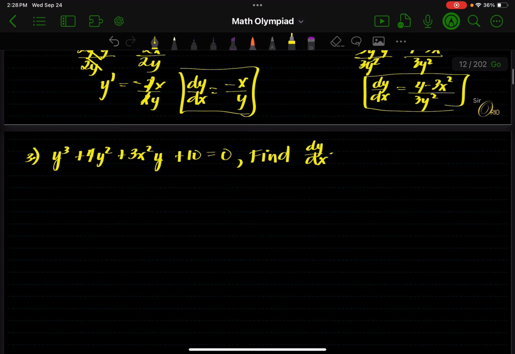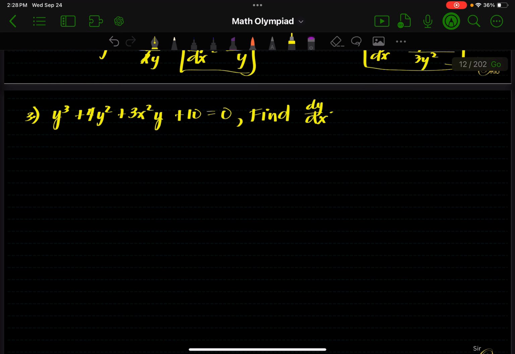Let's have more examples. What is the dy over dx of y cubed plus 4y squared plus 3x squared y plus 10 equals 0? The derivative of y cubed is 3y squared y prime, plus the derivative of 4y squared is 8y times y prime, plus 3x squared times y. We apply the product rule here because we have 3x squared times y. So we have two functions. So this will serve as our u and y will be our v.